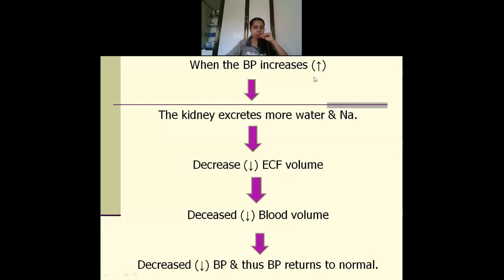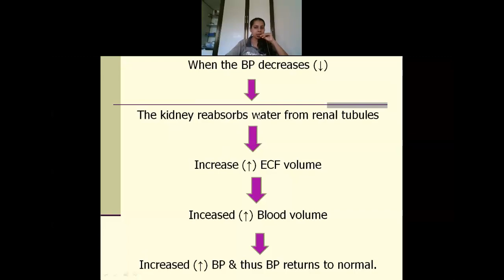So remember, when there is a high increase in the BP, it is sensed, and the kidneys will start to excrete more water and sodium. When more and more water and sodium is excreted, there will be decreased fluid volume. There is a decrease in blood volume. So finally the BP will reduce and it will become stable.